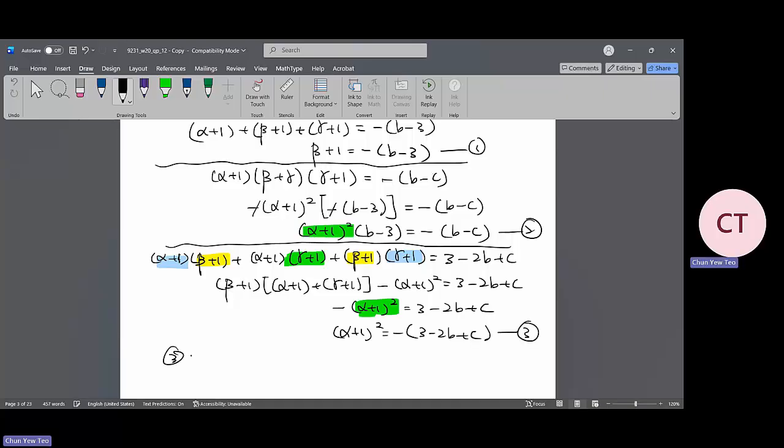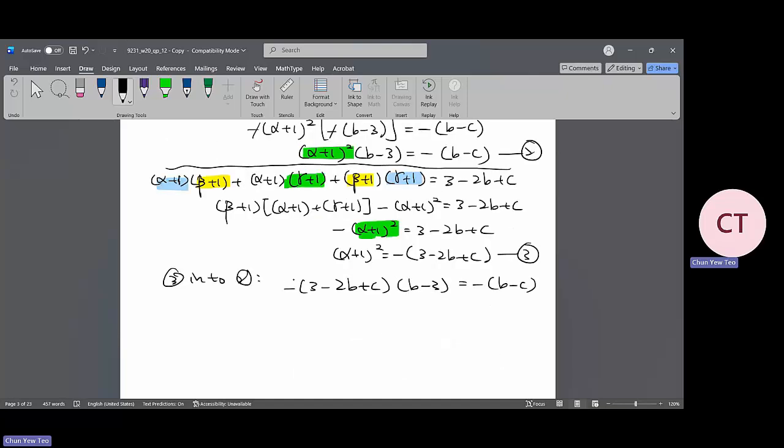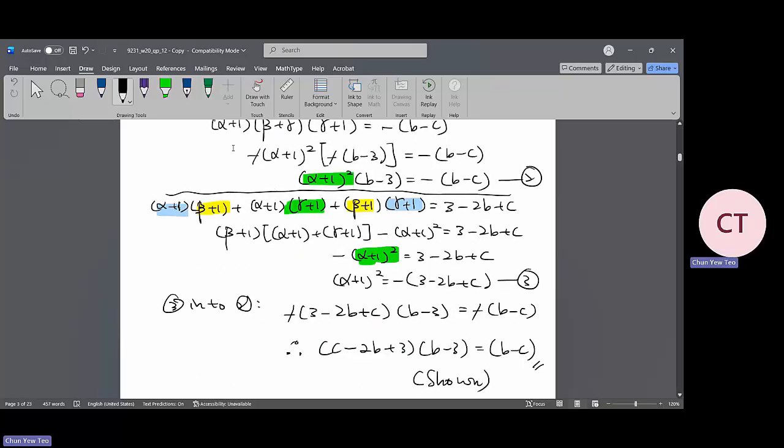So 3 into 2. Then I will get negative 3 minus 2 beta plus c multiplied by beta minus 3 is equal to the negative of beta minus c. The negative and the negative can cancel off. So therefore, you have c minus 2b plus 3 multiplied by b minus 3 is equal to b minus c. Done. That is the answer for question number 1C.